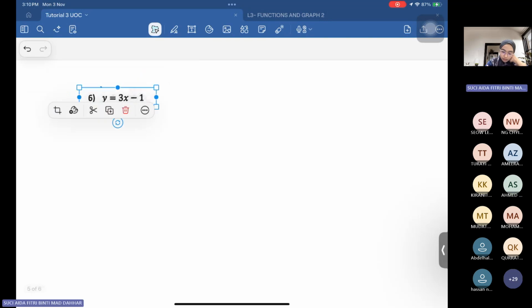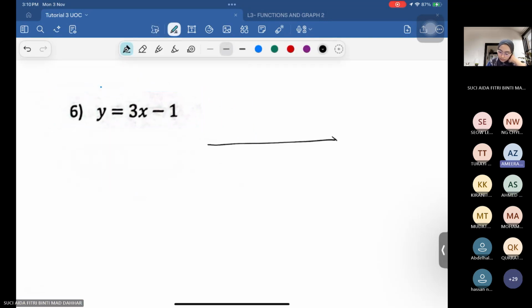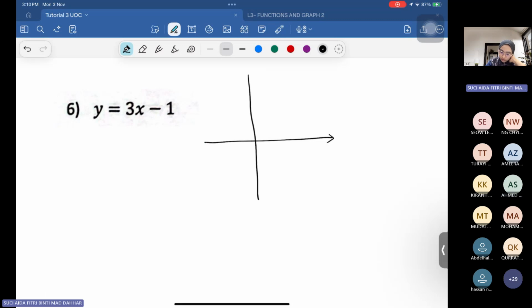Up. Where does it cut the y-axis? -1. So I just draw the x-axis and y-axis. So my line will be going up like this, correct? And it cuts y at -1. Where does it cut x?